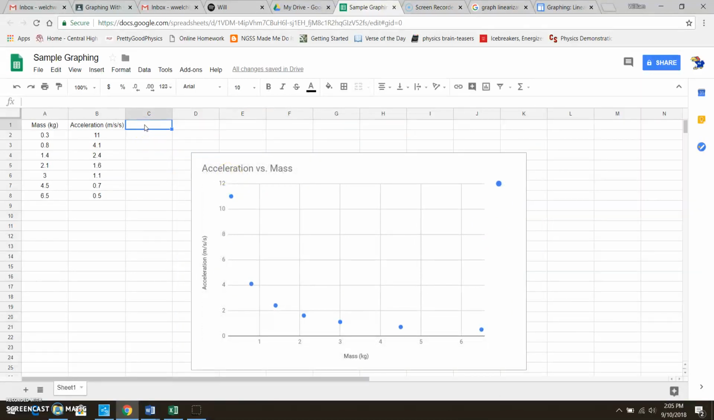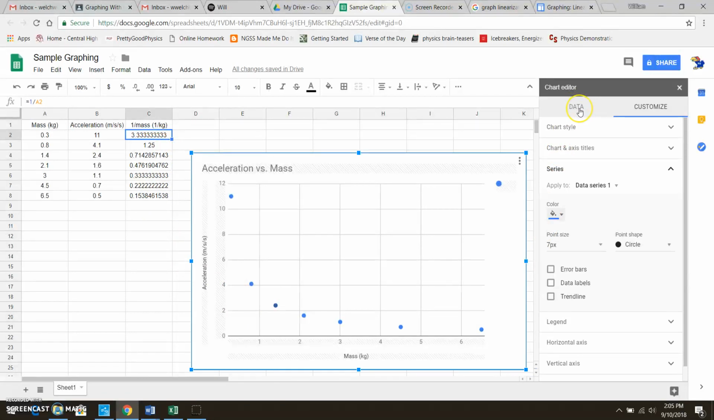So I'm going to go over here into my spreadsheet, 1 divided by mass, so my units are going to be 1 divided by kilograms. And then I'm going to do the same thing that I did in Excel. I'm going to type equals 1 divided by, because remember we need 1 over x, or the inverse of x. And then similarly in Excel, we can double click this box and it auto-fills that for us.